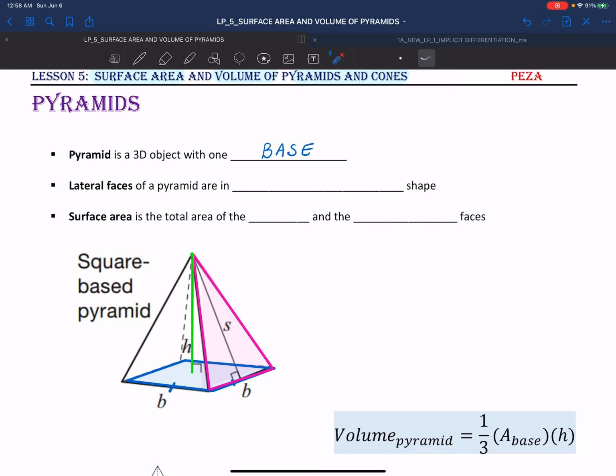Now, another very important measurement in a pyramid that determines the size of a pyramid is its height. The height is indicated by this green line, and it shows the distance of the vertex of the pyramid, which is the highest point on the pyramid, from its base. And it is always indicated by letter H. The lateral faces of a pyramid are in triangular shape. And that will be the case in any type of pyramid, no matter what the shape of the base is. So let's write this down here.